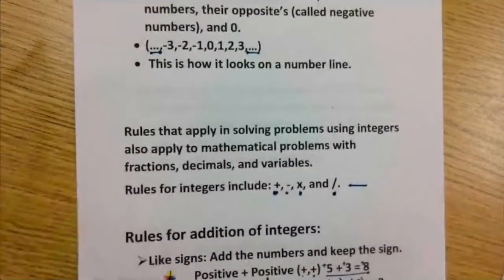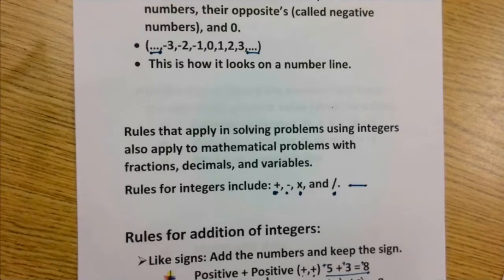Okay, so mathematicians have decided that they needed rules so that everybody does math in the same order and same directions. Anyhow, it made sense. So they had rules that applied to solving problems using integers. But these same rules also apply to mathematical problems with fractions, decimals, and variables.